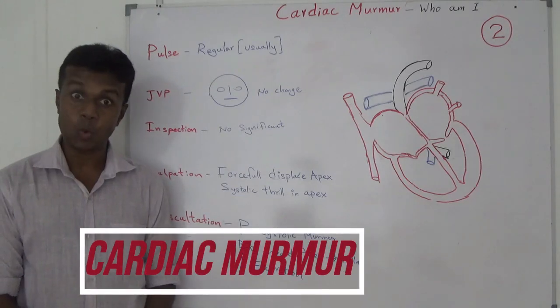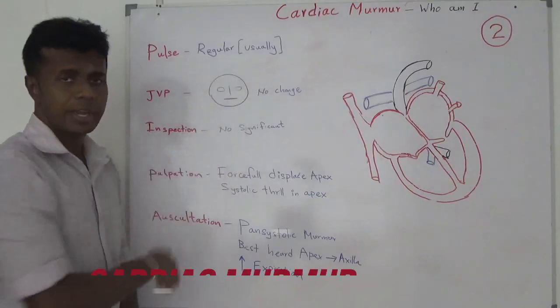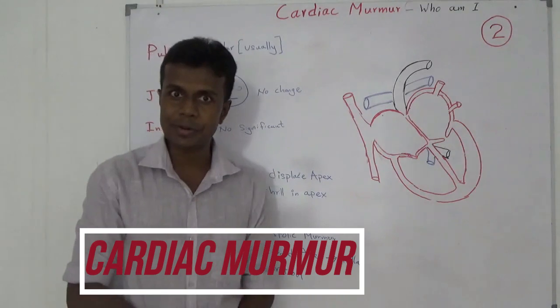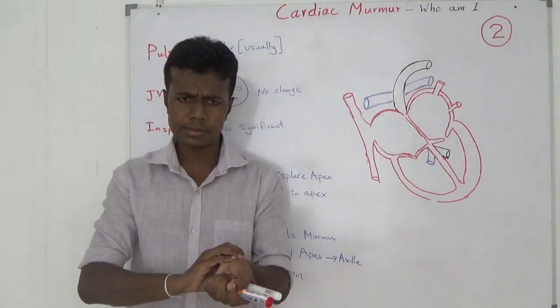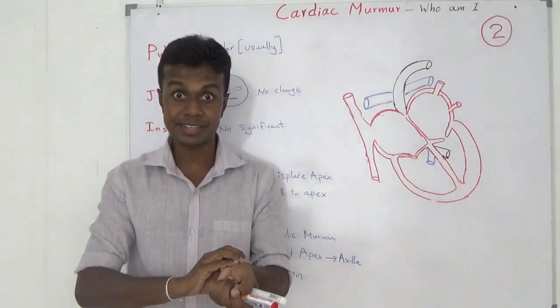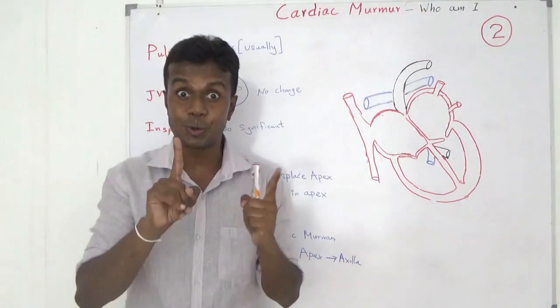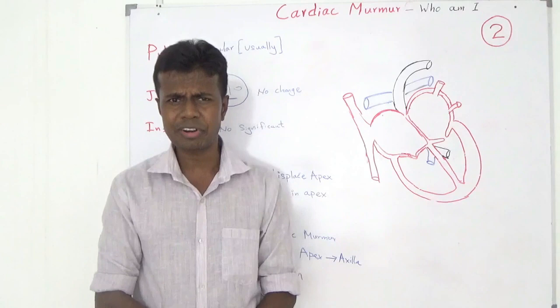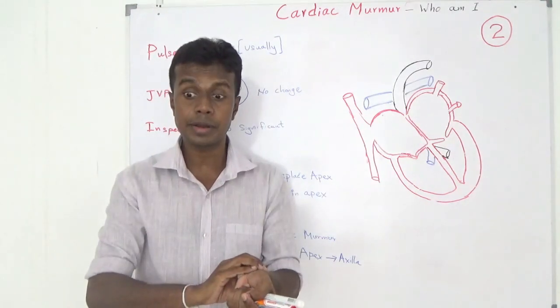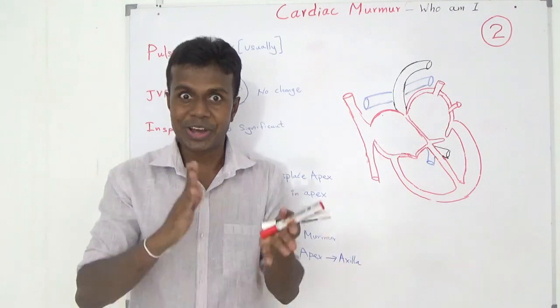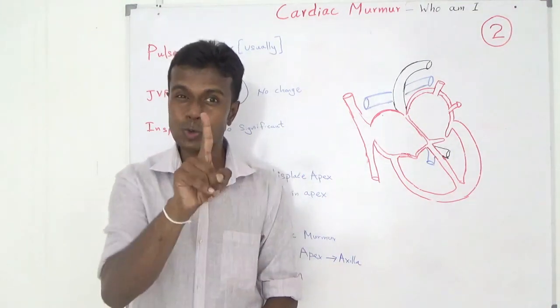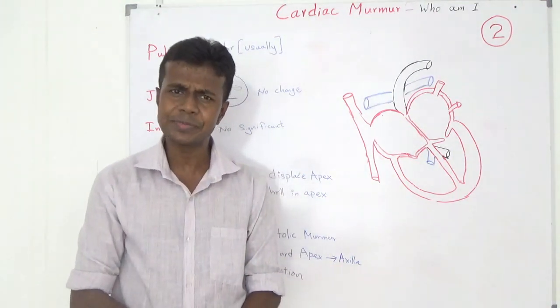Cardiac murmur. Who am I? Can you guess what this is? My pulse is usually regular. Rarely it can be irregular. The usual pattern is regular, but rarely it can be irregular.